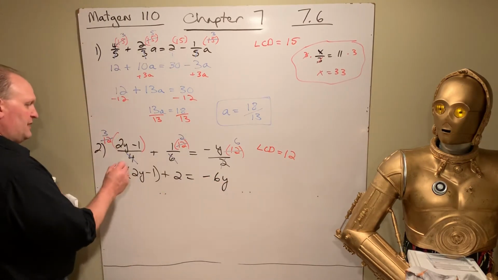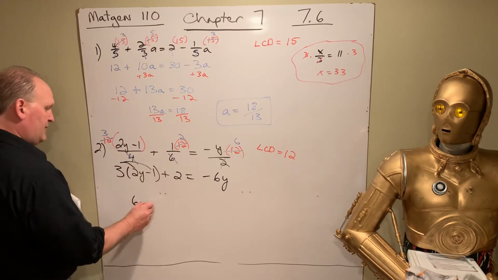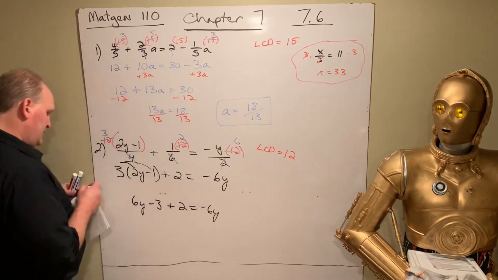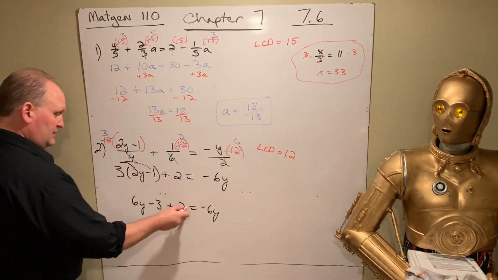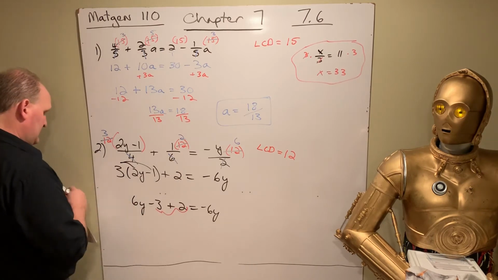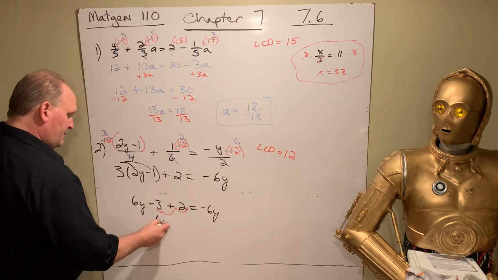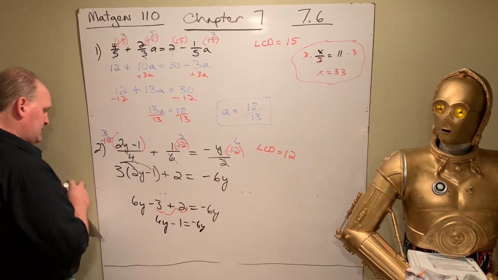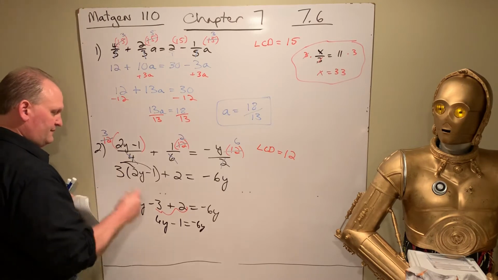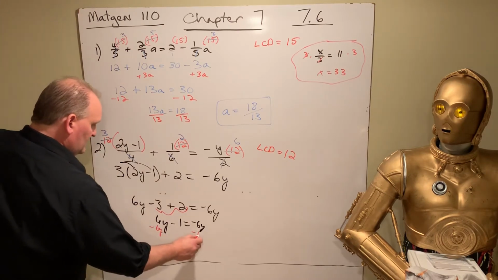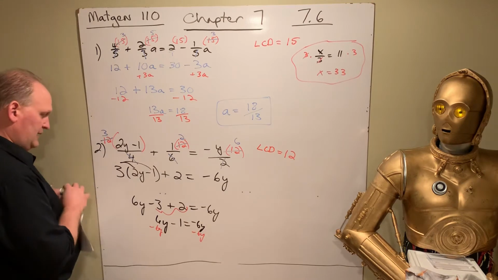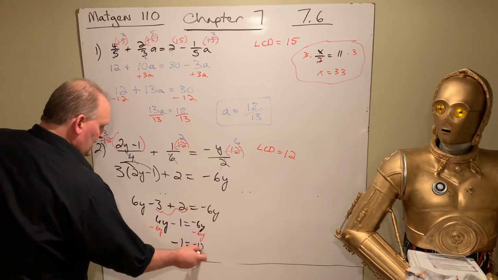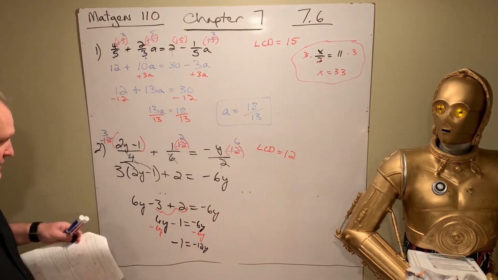Okay, and so now we're going to solve this. We get 6y minus 3 plus 2 equals negative 6y. Let's combine like terms, right? These two go together. So we got 6y minus 1 equals negative 6y. And let's add 6y to both sides. So now we got all the variables over here. So we got negative 1 is equal to negative 12y, and then divide both sides by negative 12.